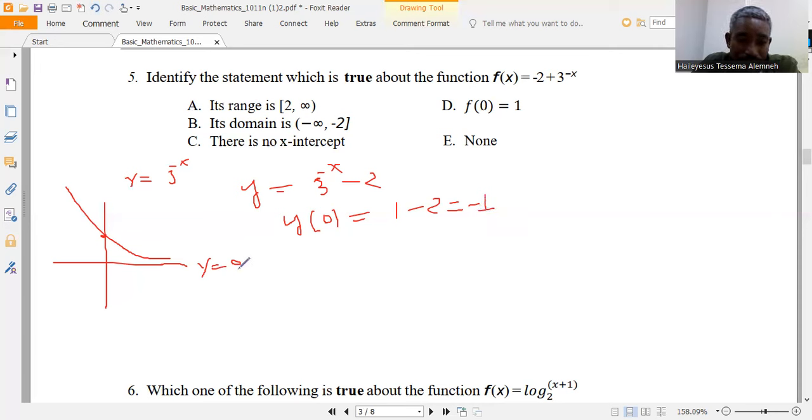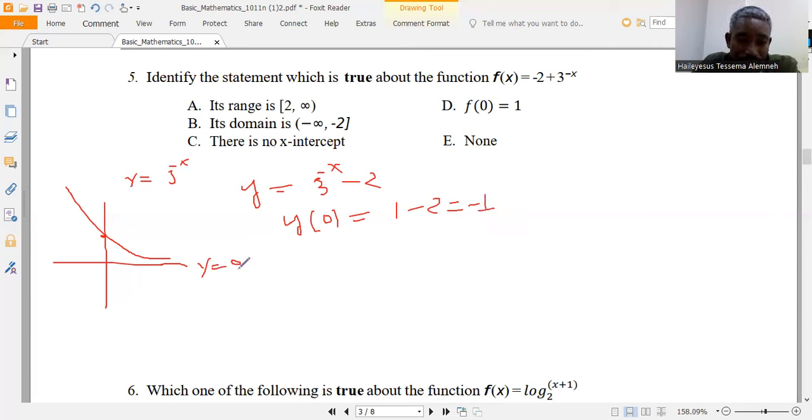So identify which one is true for this function. Its range is 2 up to positive infinity, which is not true. Its domain is -2 up to something, which is not the domain. There is no x-intercept? There is an x-intercept here. And f of 0 is 1? F of 0 is not 1, it's just -1. So the solution for this function: none of the above is true.